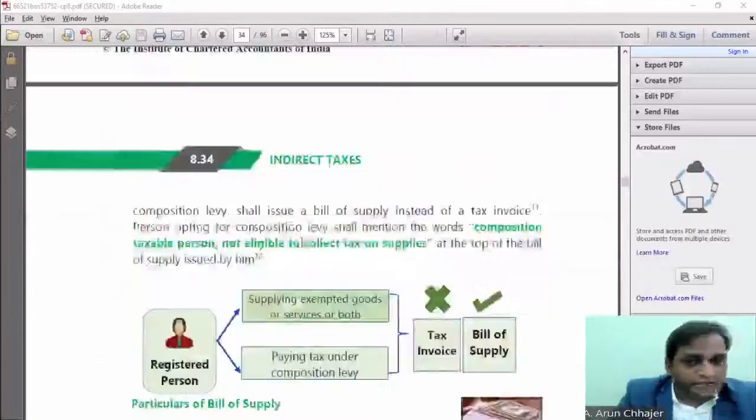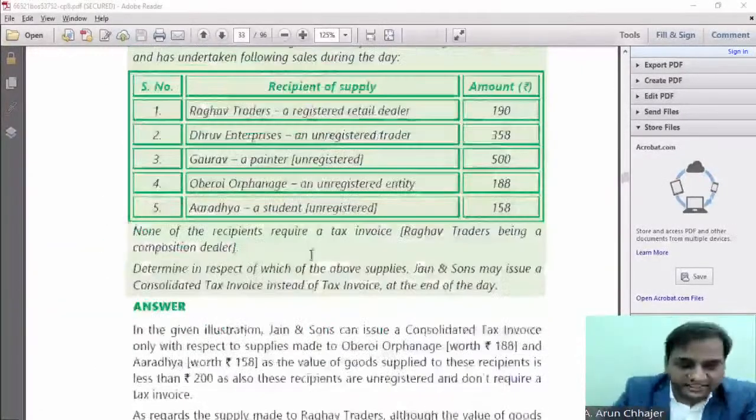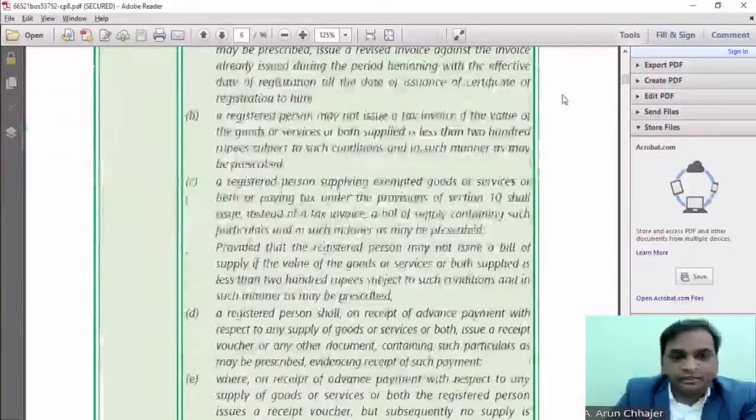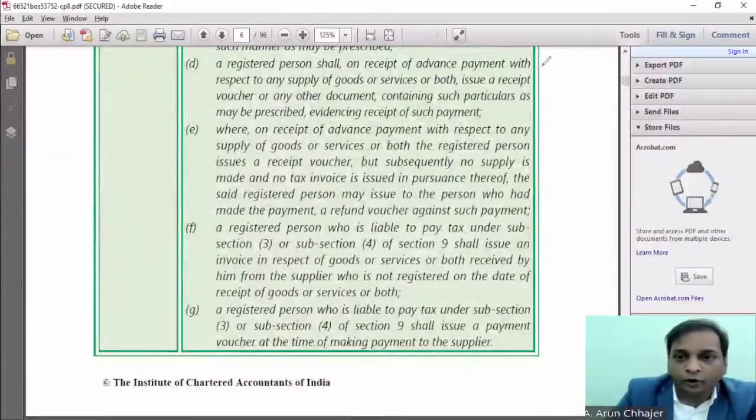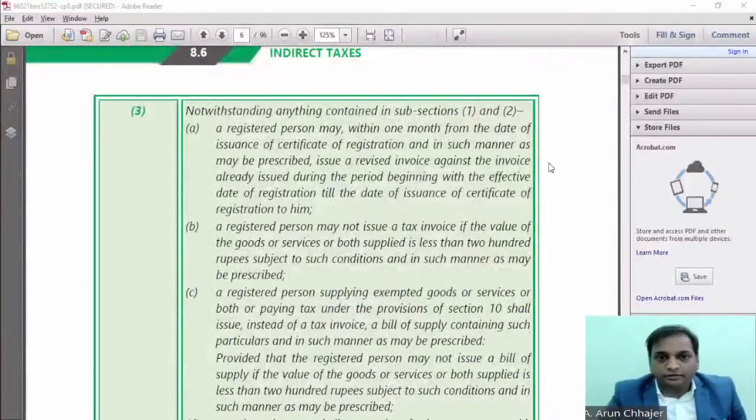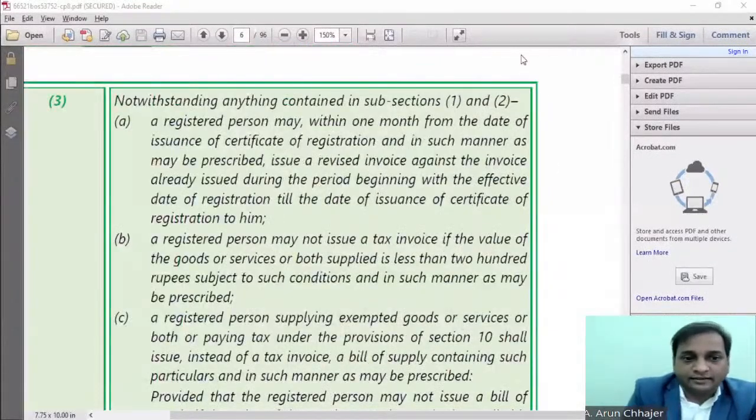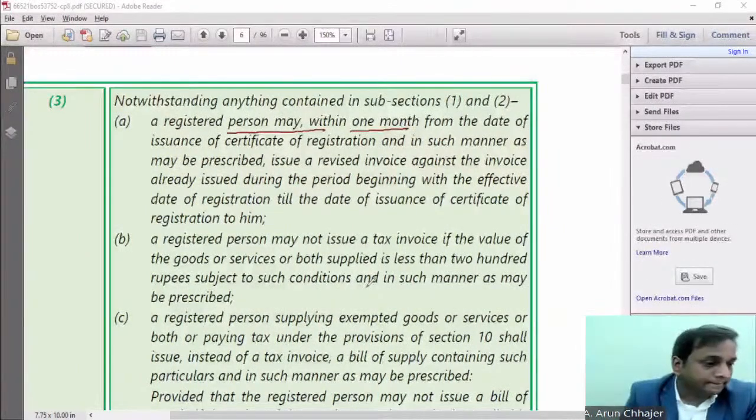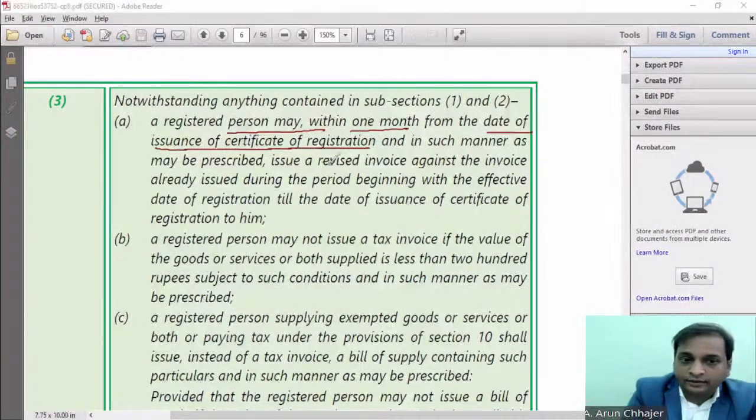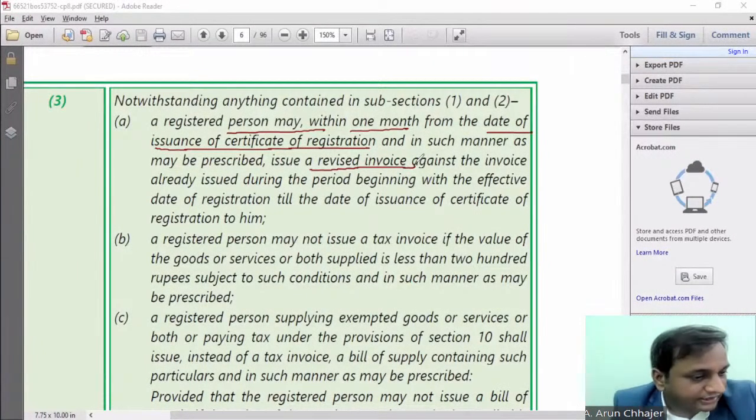Fine. Now coming to the rest of the part, section 31 subsection 3, we have discussed clause F and clause G. Now we are coming to the revised invoice, the other clauses. See, the registered person within 1 month from the date of issue of the certificate of registration shall issue the revised invoice. I do agree, sometimes it is a problem.